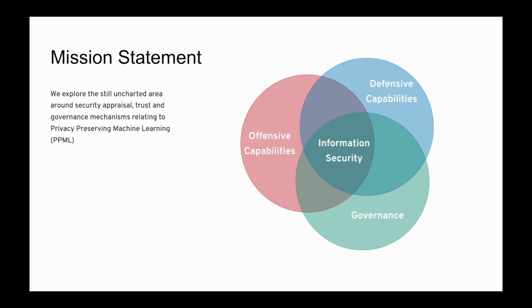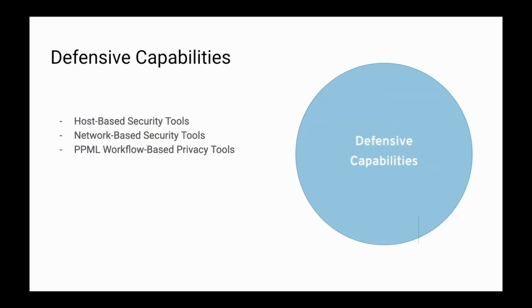Specifically, we'll be following three categories: defensive capabilities, offensive capabilities, and governance. First, we'll be looking at host-based security tools like tripwires, logging, and effective access control, but also some guidance around how to create sanitized systems.